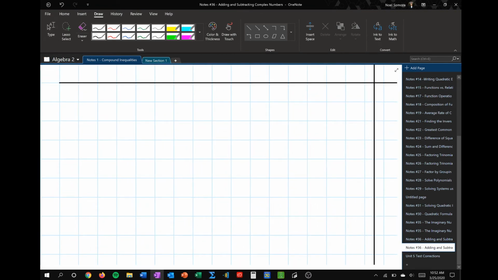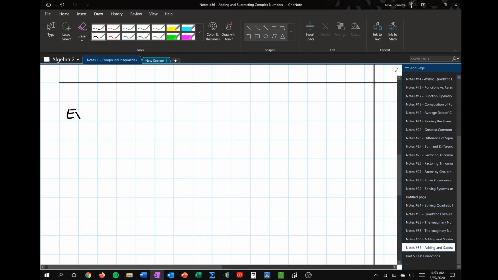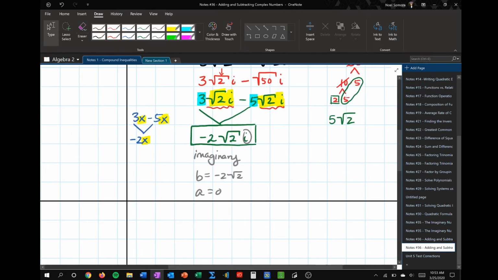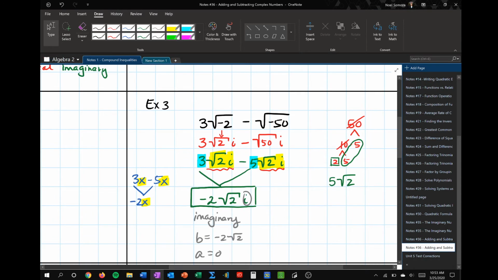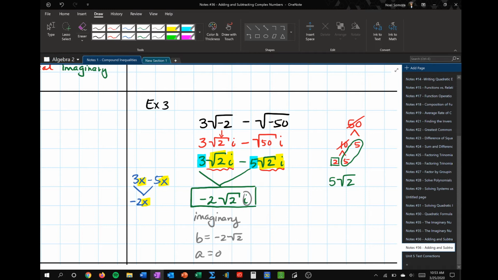Let's take a look at another one very similar. If the first example was a little bit challenging, let's try one more. Why did I combine the 3 and the 5? The 3 and the 5 are the coefficients. I can combine coefficients if they have the same variable, when we're combining like terms.